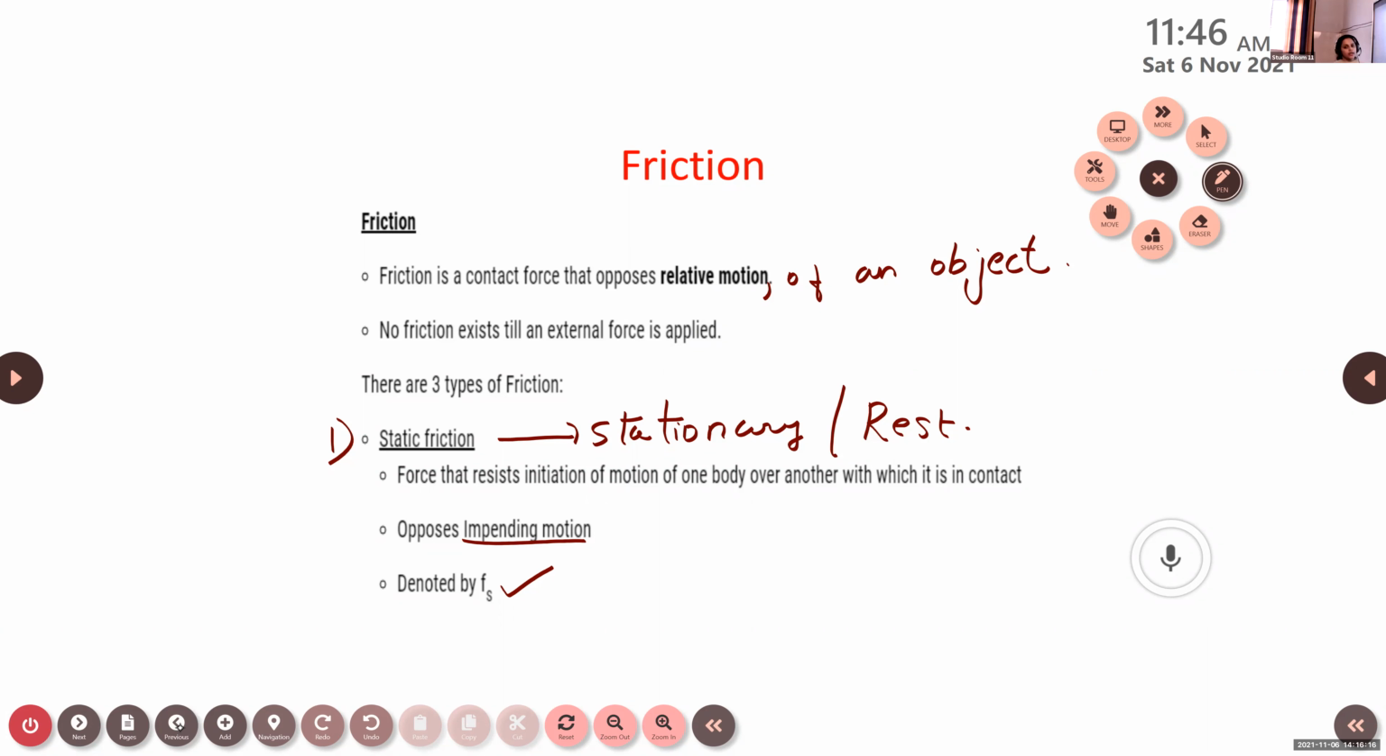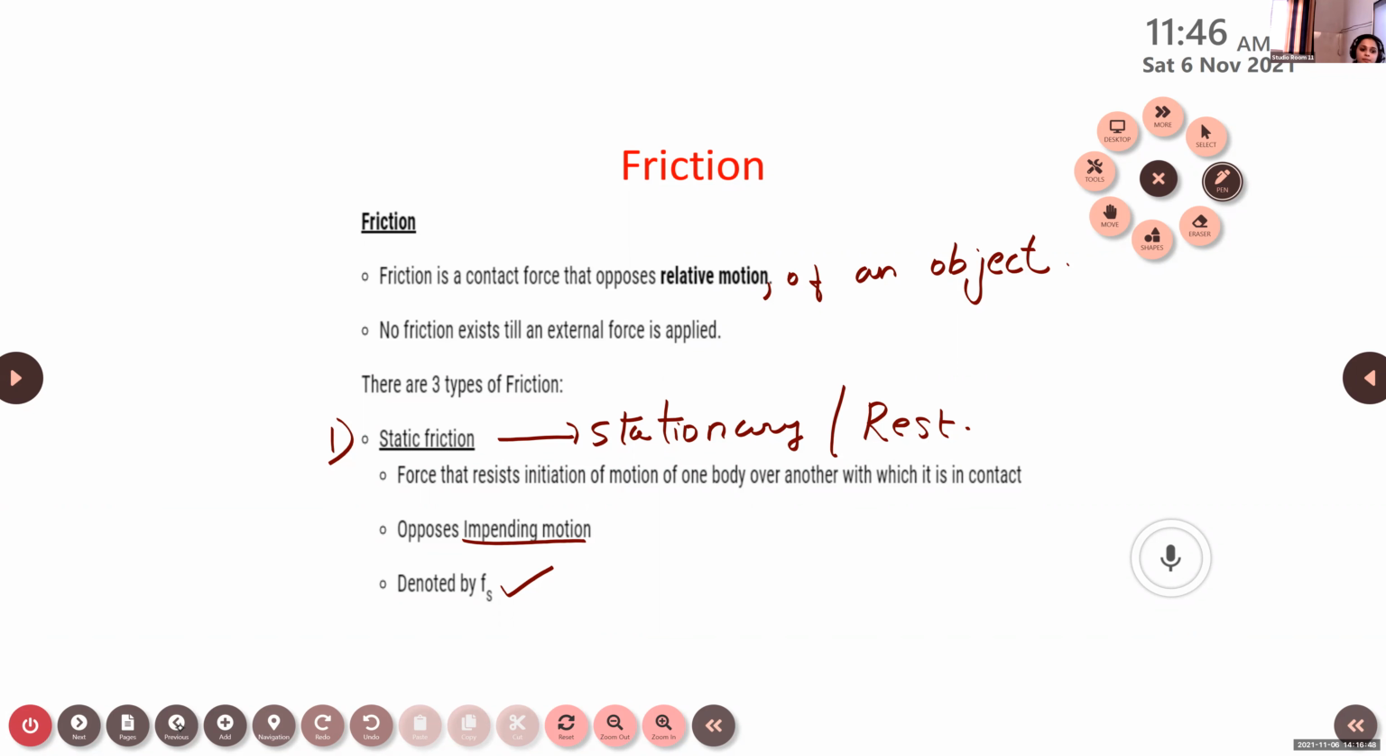And how is it denoted? Which letter is used to denote the static friction, Lakshmi? Fs. It is denoted by Fs. And the static friction opposes the impending motion. What do you mean by impending motion, Sanjana? It opposes the impending motion. What do you mean by impending motion?